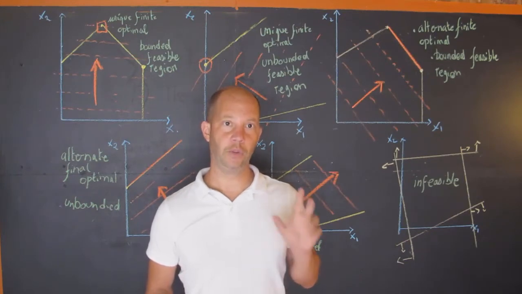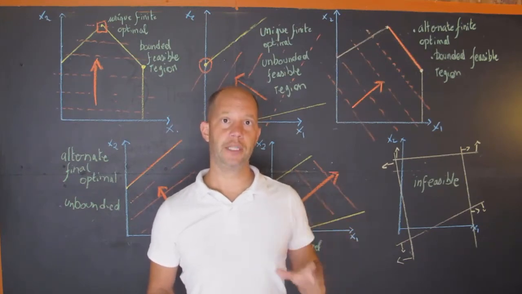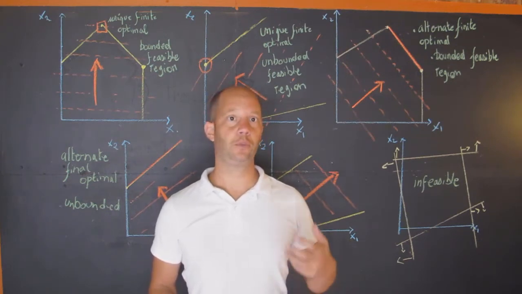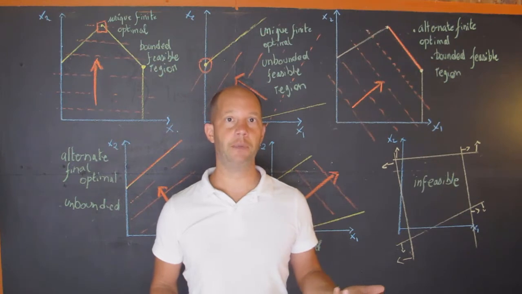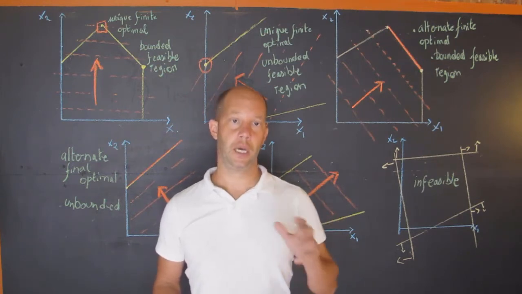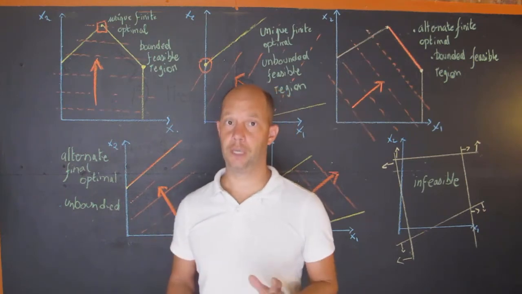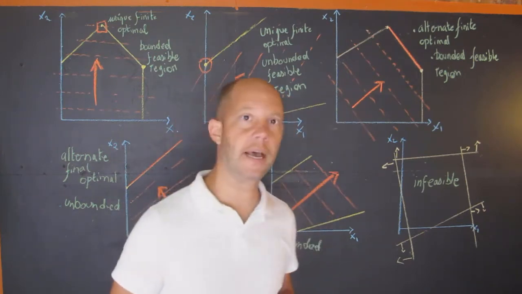Now, I want to take this one step further and show you that there are cases where a problem could be infeasible, unbounded, it could have multiple optimal solutions, an infinite number of optimal solutions. And I've basically drawn on the blackboard here different scenarios. So let's have a look.